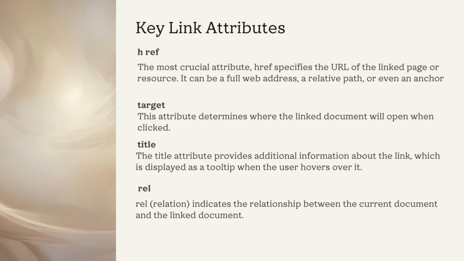Key link attributes. href, the most crucial attribute. href specifies the URL of the linked page or resource. It can be a full web address, a relative path, or even an anchor link within the same page. Target: this attribute determines where the linked document will open when clicked. Title: the title attribute provides additional information about the link, which is displayed as a tooltip when the user hovers over it. Rel indicates the relationship between the current document and the linked document.